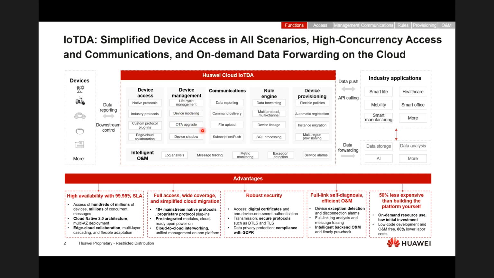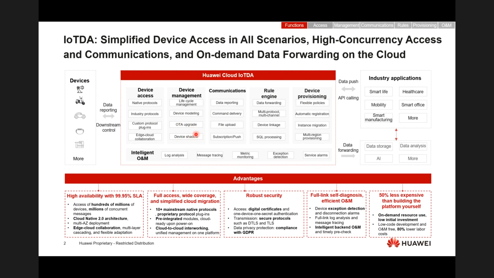And the OTA upgrade is a common feature. It lets you upgrade the software in your device. Without it, you would need to be physically with the device to do the upgrade. Here you can do the upgrade remotely, with just some clicks in IoTDA, or by sending some command to IoTDA, and then IoTDA can upgrade your devices automatically. So that's the OTA upgrade.